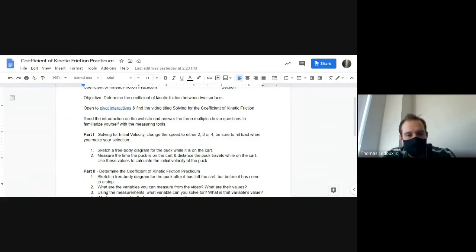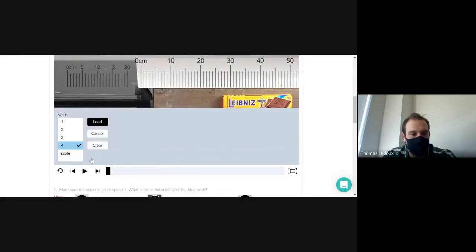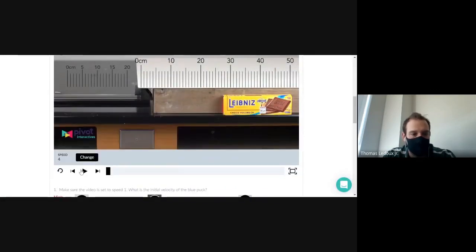But what they're going to do is they can select a different speed at which the puck comes in at, 2, 3, or 4. If we go back to the video here, they can select change. Let's go to 4, because that's the biggest difference, and load, and let's hit play. Oops, sorry, I didn't have the share screen on there. Change, I can go to 4 and click load, and now I'll hit play. Notice how it comes in at a much faster speed and it slides much further.